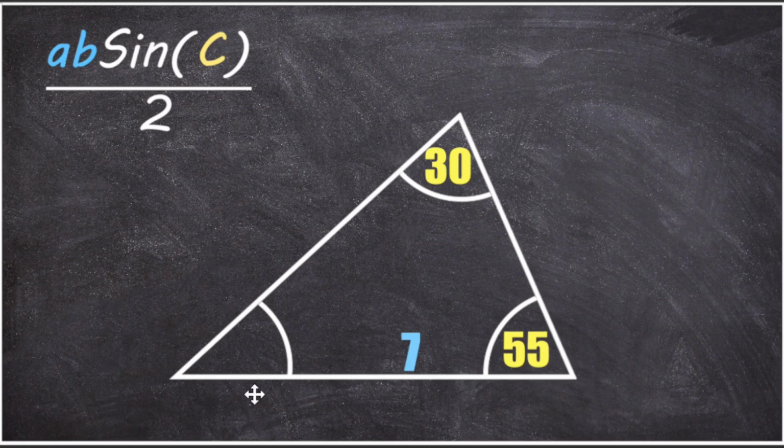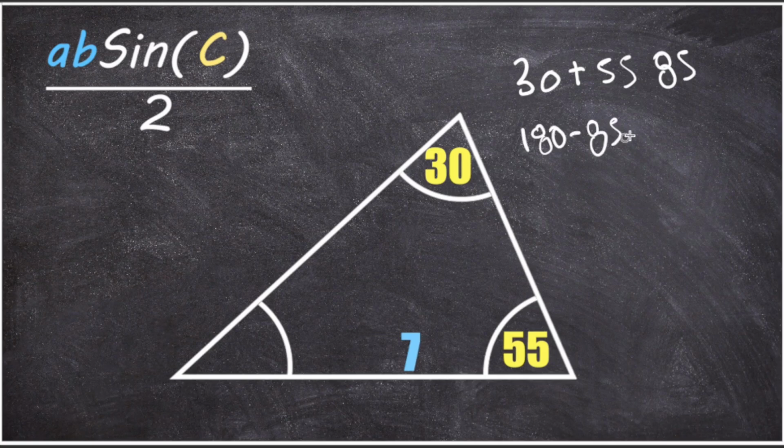And we would have the value of this angle, so we could use half AB sine C. The bottom left angle is easy to figure out because all we have to do is subtract the sum of the two angles we already know from 180. The sum of the two angles is 30 plus 55, and we know that to be 85 degrees. And so the value of the missing angle is 180 degrees minus 85, which equals 95. So the value of this angle is 95.